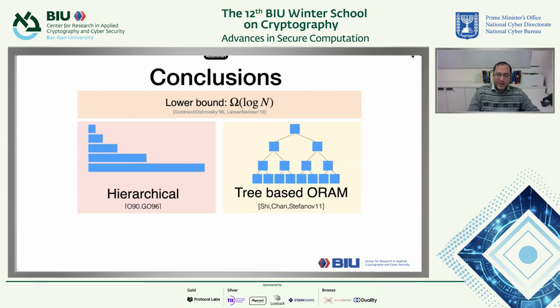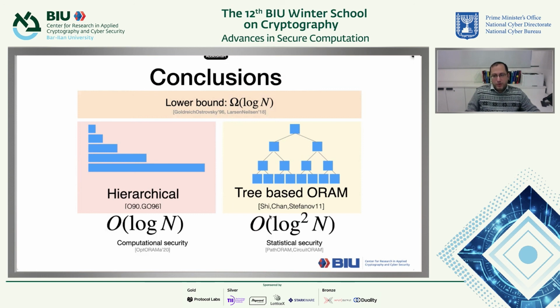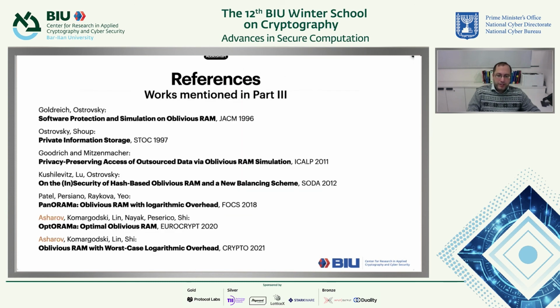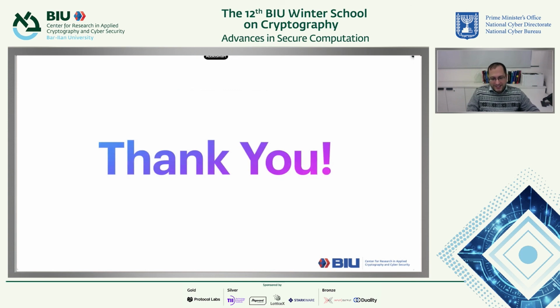For conclusions, we saw the lower bound, how the lower bound cost of ORAMs is log n. Yesterday, we also saw the tree-based ORAMs of log square n. We also saw some oblivious sorts and some advances in sorting circuits. And now we got a flavor of the computational security and of Optorama and Panorama, where we can actually achieve log n in worst case. Some references for whoever is interested, and that's it. Thank you.